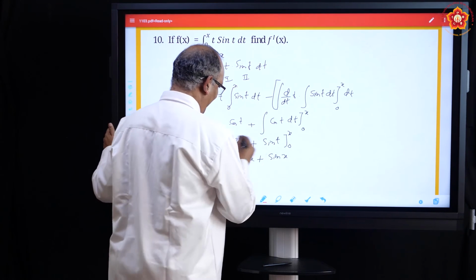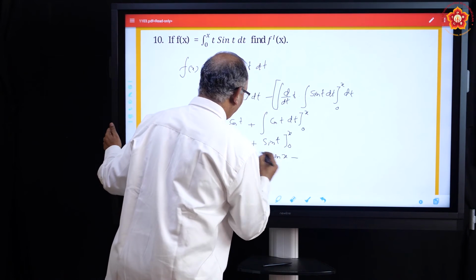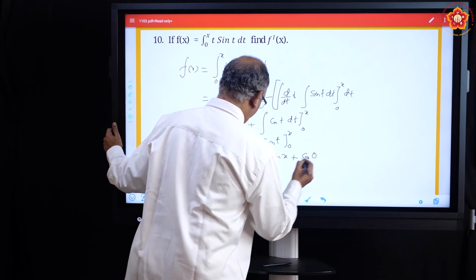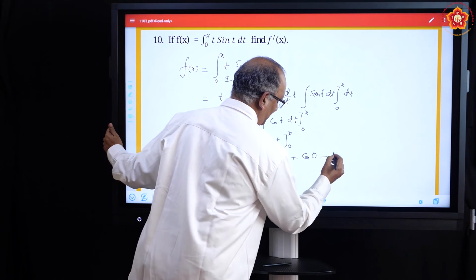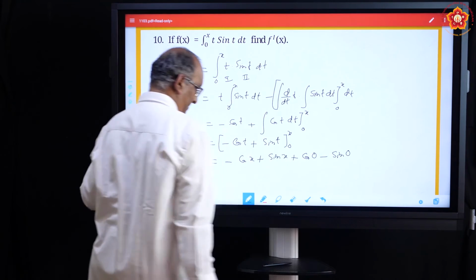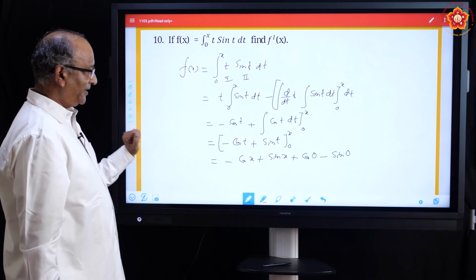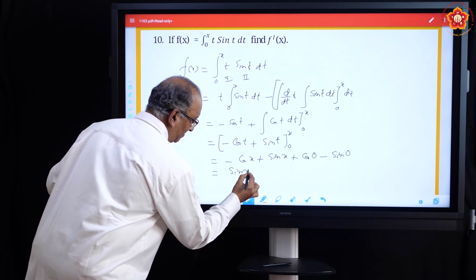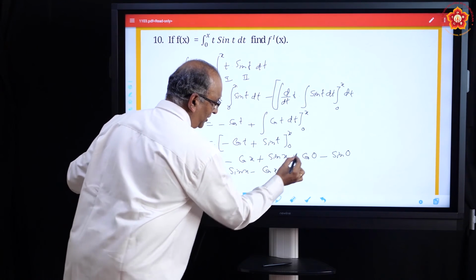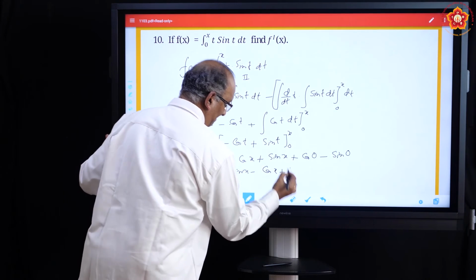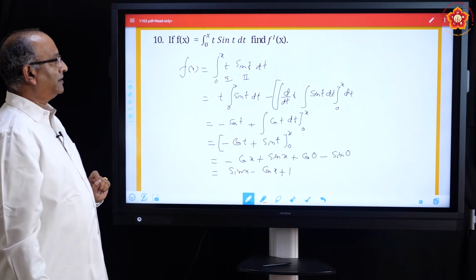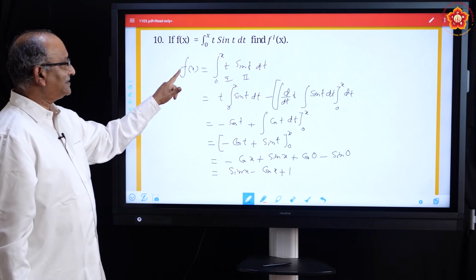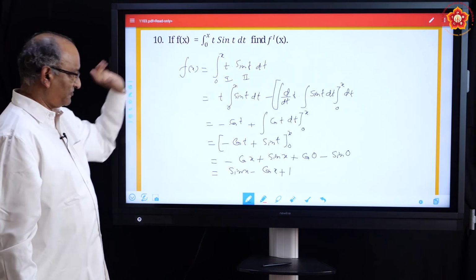So substitute. This will become minus x cos x plus sin x. Substitute 0. You will get minus of minus, it will become plus cos 0 minus sin 0. Simplify. So what do you get? You get sin x minus x cos x. Cos 0 is 1. So this is the simplification of f of x.